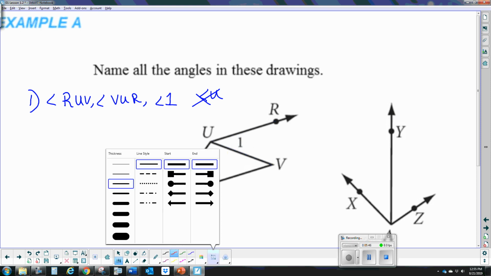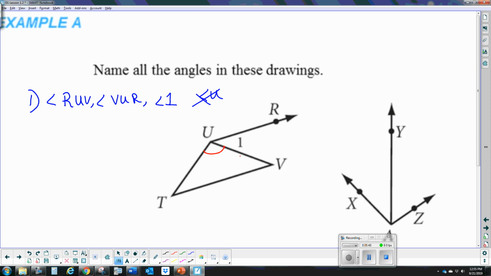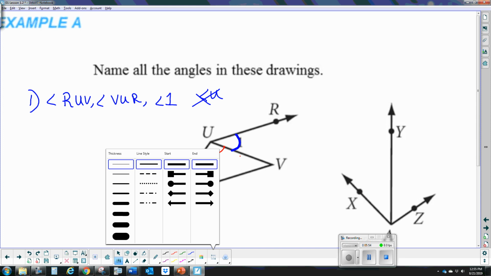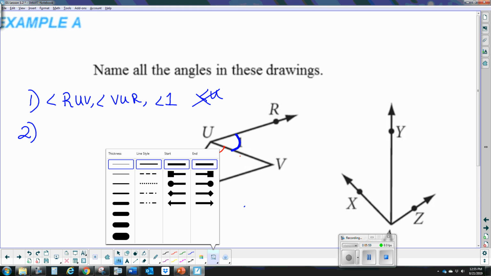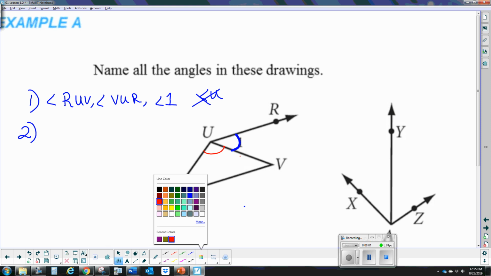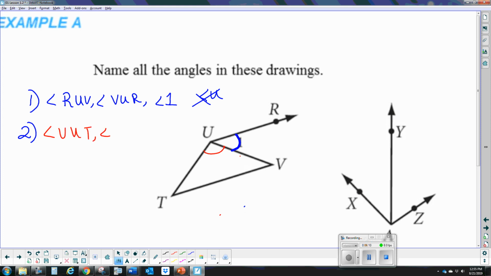All right, the second angle, let's talk about this angle right here. So this was our blue angle that we named. The angle that I have highlighted in red, let's name that. We can either name it angle VUT, angle TUV, and those are really the only 2 options. Again, I cannot name it angle U because there's more than one angle at that vertex.